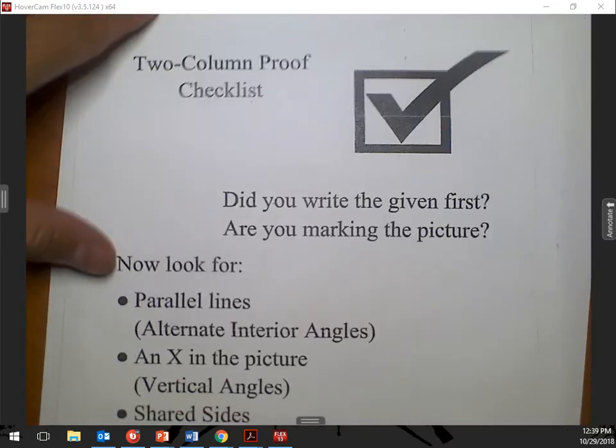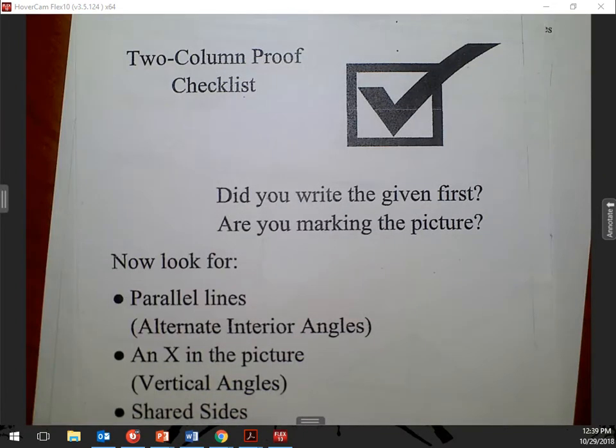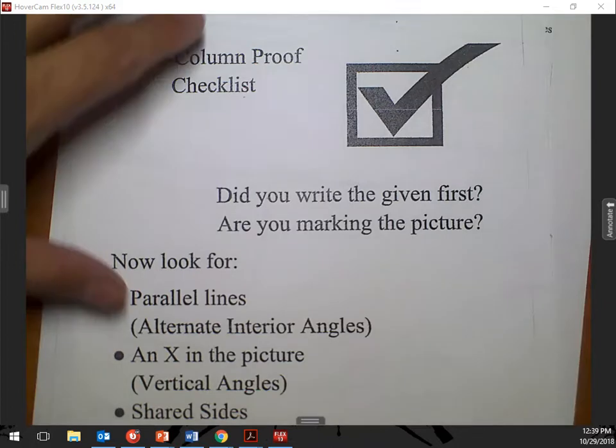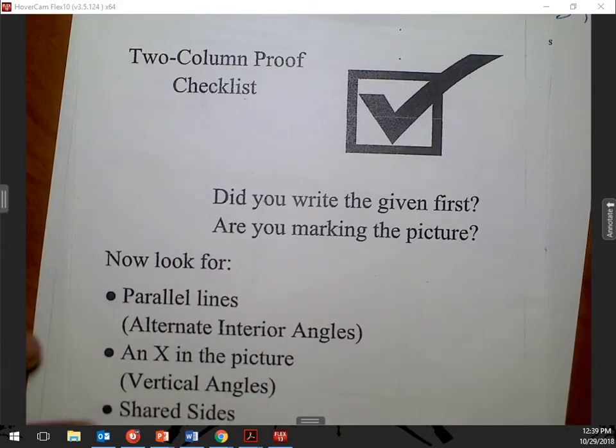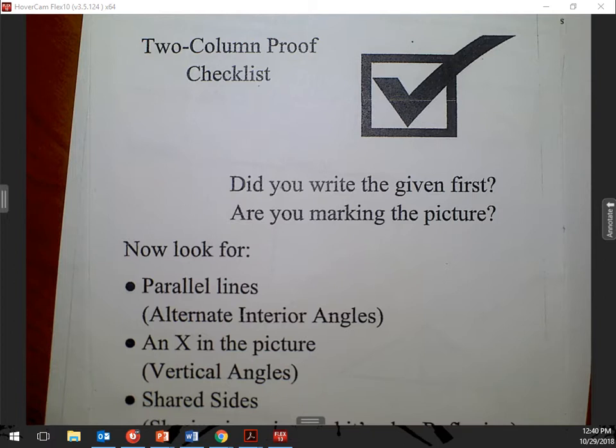Alright, we're going to start with page 51, two-column proof checklist. When we were going over this the other day, I said the first thing you should always state is the given. So we're going to have the given, then you need to have a picture for these all the time.